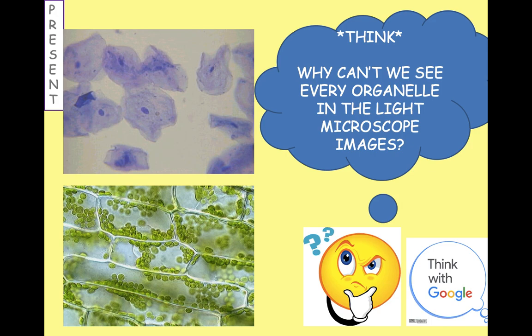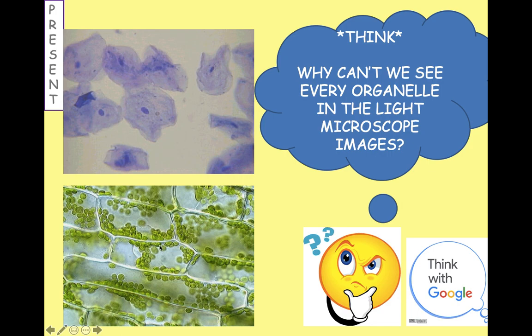I'll be really impressed if you use some of the vocabulary we picked up last lesson, if you commented on the resolution or the magnification of these images, and that's one of the big limitations of light microscopes. They don't have the magnification, so you won't ever see ribosomes in a light microscope image because they're just too small. Mitochondria are larger, but you might not see them because the magnification isn't good enough.